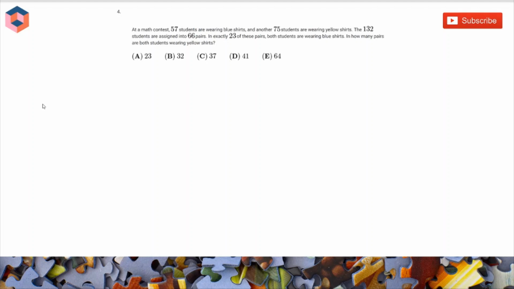So we could have 3 possible combinations here. We could have a group with blue and blue, which we know there's actually 23 of. We could have blue and yellow, or we could have yellow and yellow. Now we're trying to find the number of yellow and yellow. So we have 57 students wearing blue shirts, and since there's 23 groups here, 46 of the blue people are here. So the rest of the blue people can't go in this last only-yellow group, they have to go in this middle group.